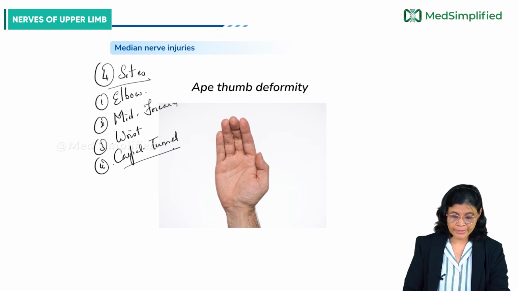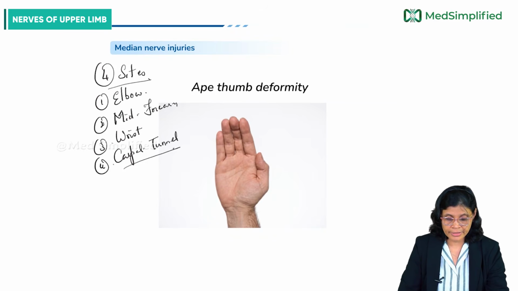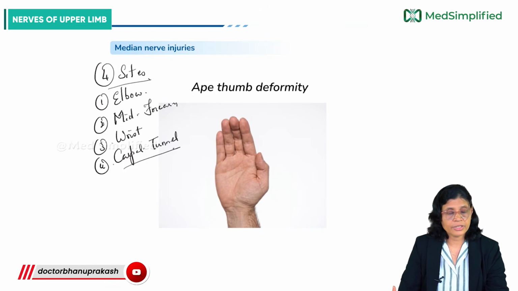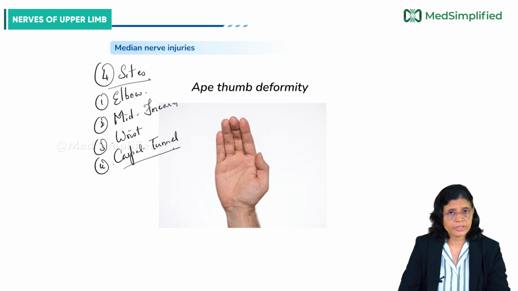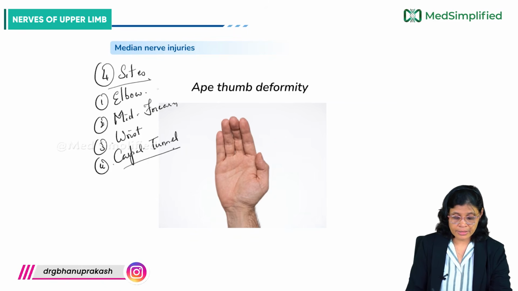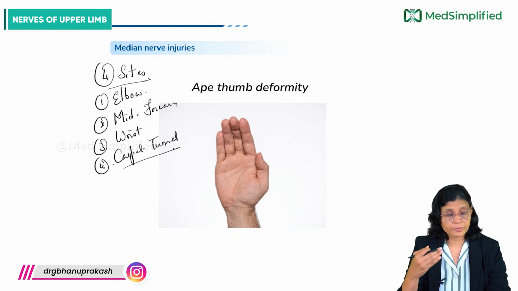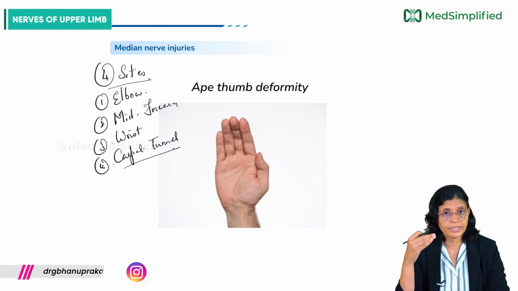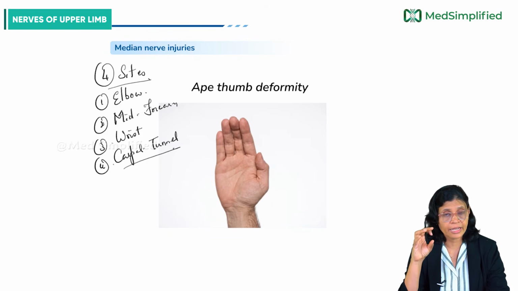Okay, so at the elbow. If the nerve is injured at the elbow, it is mainly due to supracondylar fracture of the humerus or during venipuncture. Usually we use the median cubital vein for venipuncture. When we tie a tourniquet, if the tourniquet is very tight, that can also lead to injury of the median nerve. And the third thing is when the nerve is passing through the two heads of pronator teres muscle. There also it can get entrapped, and that can also result in injury.